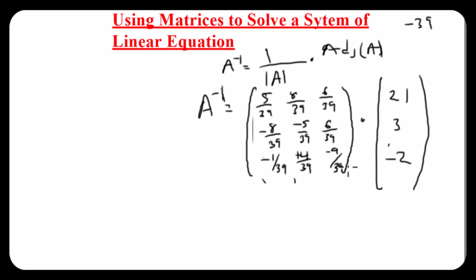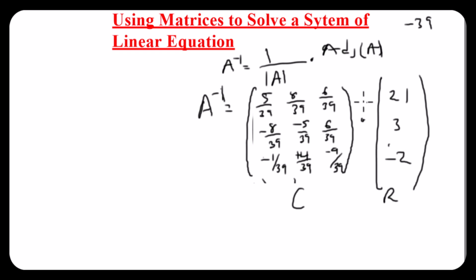So remember, when we want to carry out multiplication, we already said the number of columns for the first matrix must be equal to the number of rows for the second matrix. So this first matrix has 3 columns, and this second matrix has 3 rows. Now what happens when you switch?